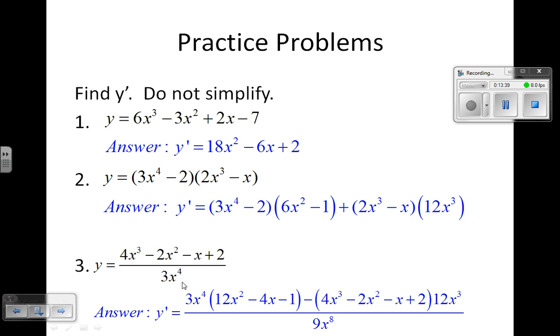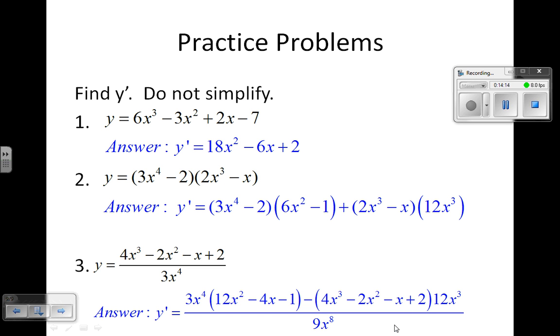And for number 3, quotient rule, I have the bottom times the derivative of the top. The derivative of the top, I have to go term by term. So this part, 12x squared, this part, minus 4x, minus 1, and then a constant, the derivative would be 0. So the bottom, derivative of the top, minus the top part, just copy those terms down, times the derivative of the bottom, again power rule, 4 times 3, 12x to the third, all over the bottom squared. So 3 squared and x to the fourth squared. And I've got that. I didn't bother simplifying again.